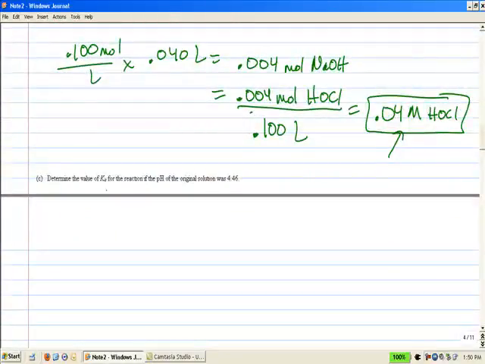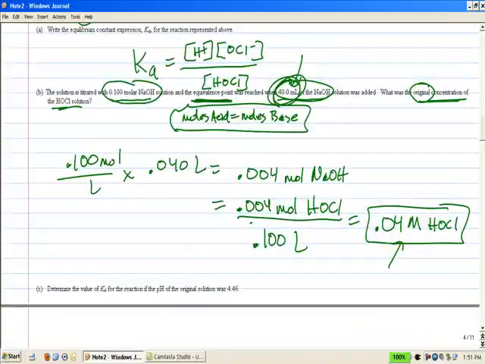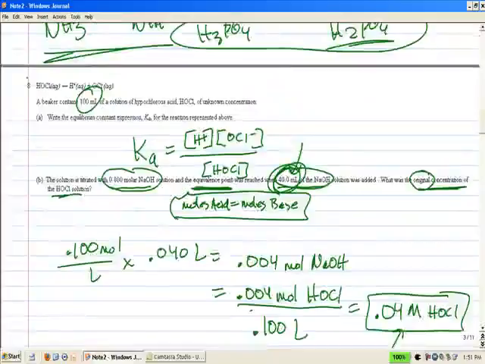C, determine the value of Ka for the reaction of the original solution. So again, we're kind of getting away from the titration part. Now again, we're talking about the original solution. So determine Ka. So we know that Ka is going to equal this up here.